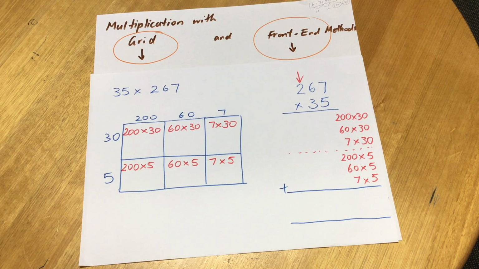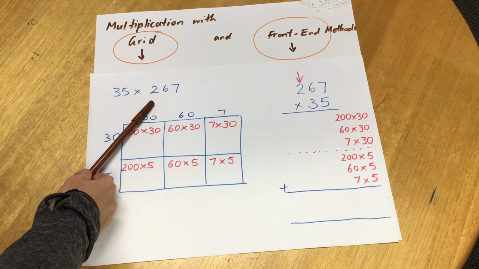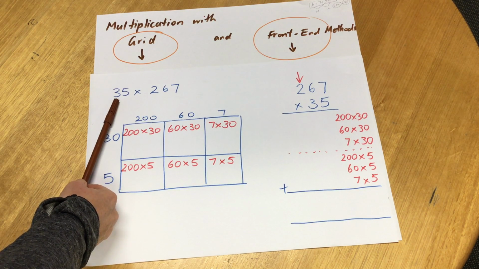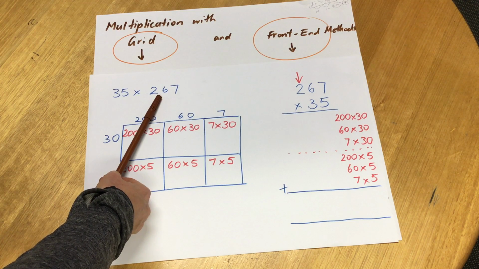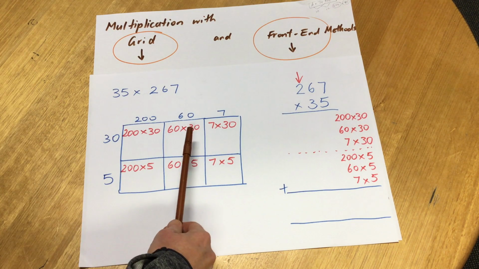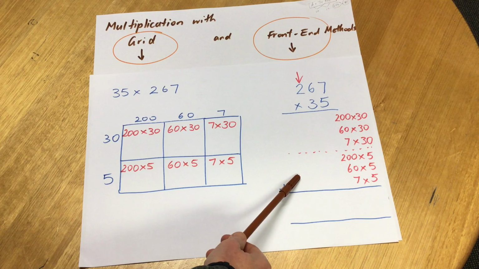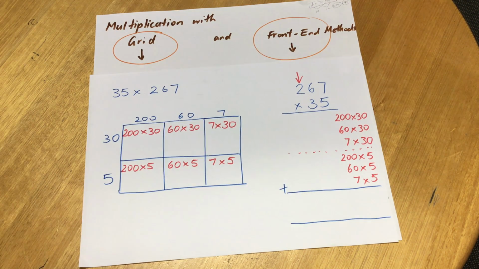Hi everybody. Today we're looking at multiplication with the grid and front end method with really large numbers. We're looking at a 2-digit number multiplying a 3-digit number. Grid method I'm going to talk through first, then I'll talk about the front end method.